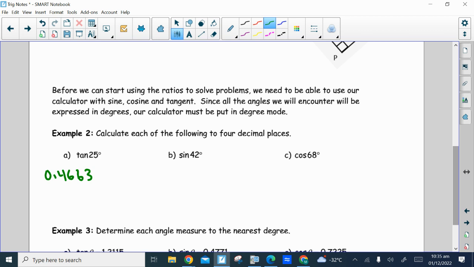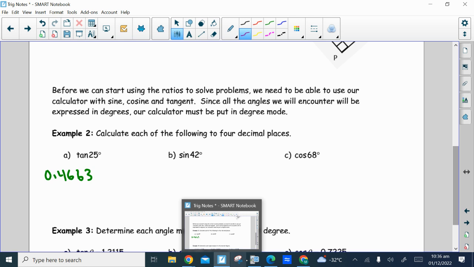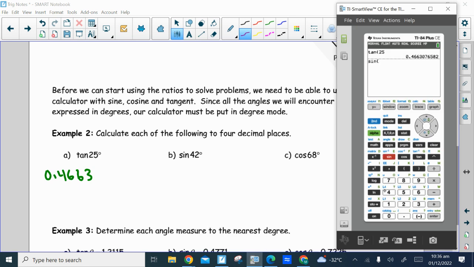For most of the calculators, you're going to hit the tan key first and then type in 25 and enter. There might be some, though, that you have to do the 25 first and then hit the tan key. One of those two ways. So you need to make sure that yours is working, that you know which steps you have to do. The next one is the sine of 42 degrees. So it's sine of 42, enter.